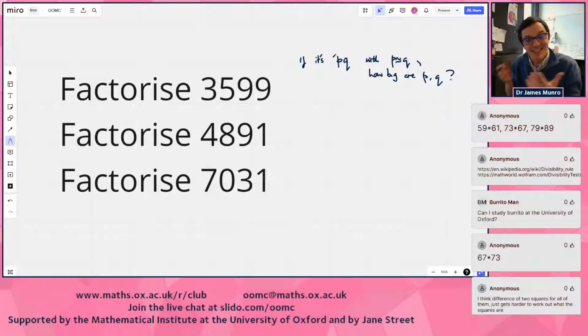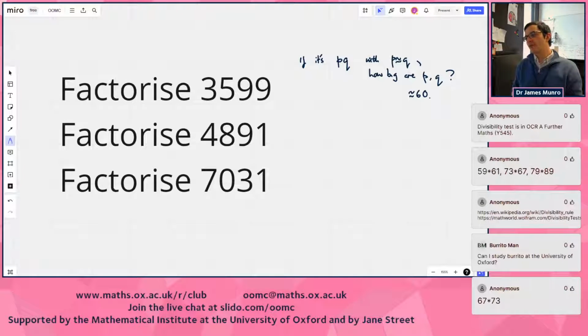And those would be about the same size as each other. In each case, those would be about 3,600. So P and Q would be about 60. And maybe that feels like a silly observation, but it's also quite good insight, I think, for working out what's the kind of worst case scenario, right? As you're checking these small prime factors.